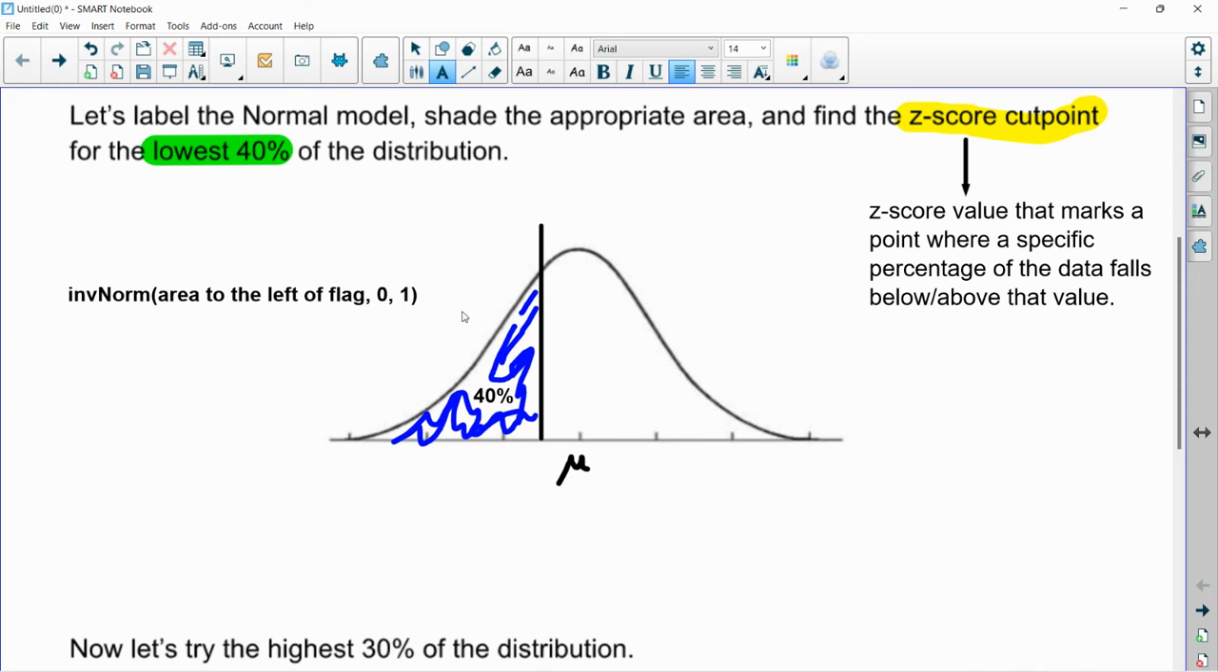Sorry if my voice is getting a little low. Our z-score cut point means we found the probability that the area is less than 40%.